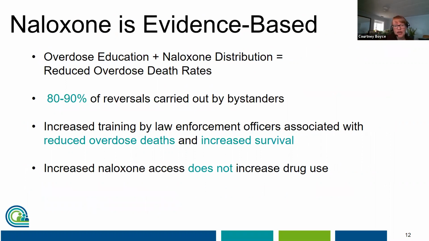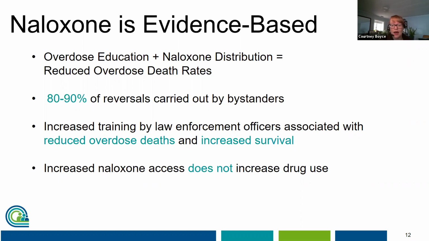So overdose education and naloxone distribution, this is the strategy that Central District Health does. That is what we call an OEND type of approach, and that has reduced overdose death rates across the board in the United States, in studies or in locations where that was implemented. And that can be, depending on the study, 80 to 90% of reversals that were carried out by bystanders. So that's family members, friends, community members, or other folks that use drugs.